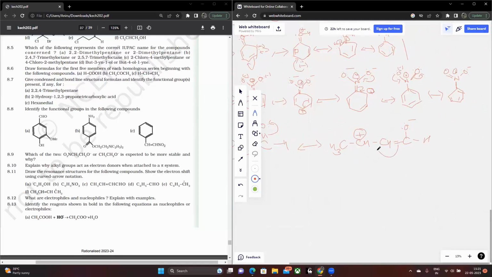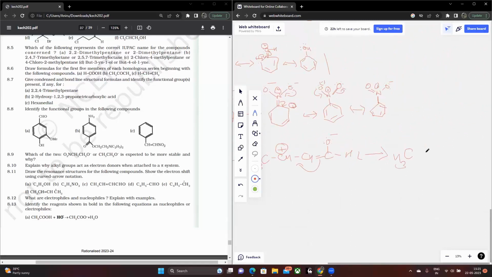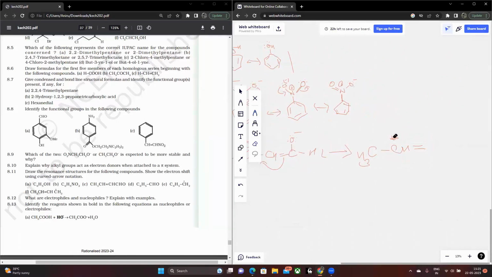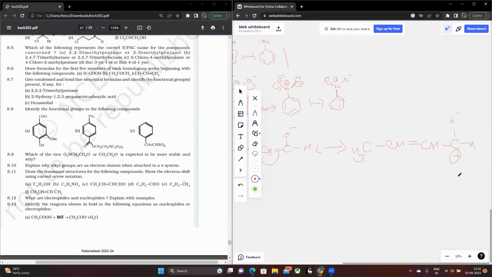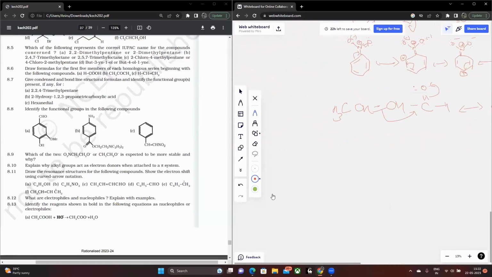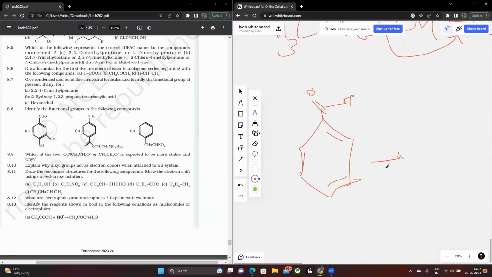Or you can have this kind of form, CH3, CH plus, there's a plus here, CH double bond CH, single bond C plus, and then O minus, right? This can also be a form. So 3 forms. D is benzaldehyde, right?